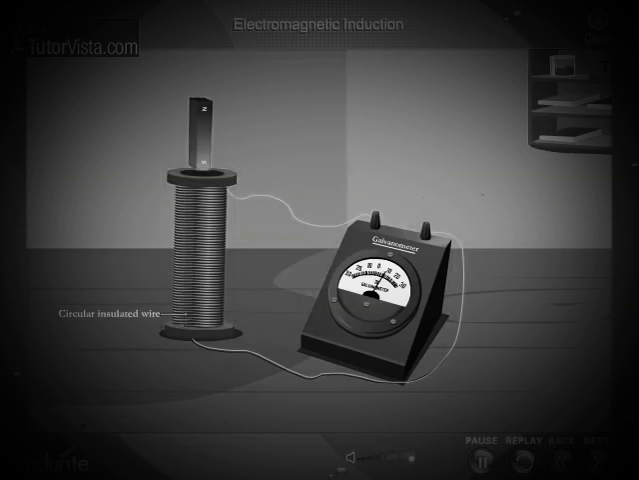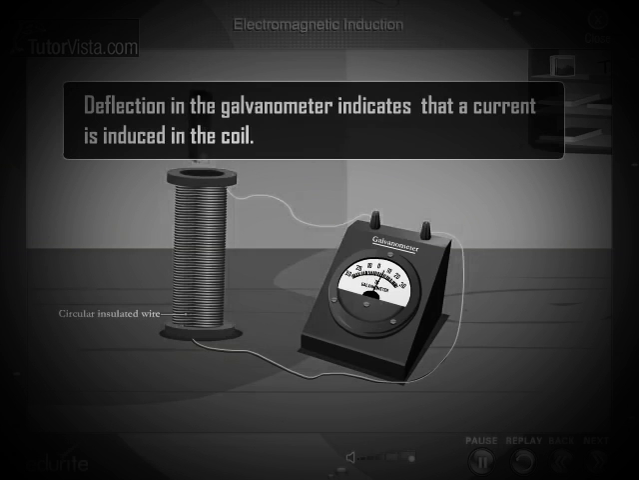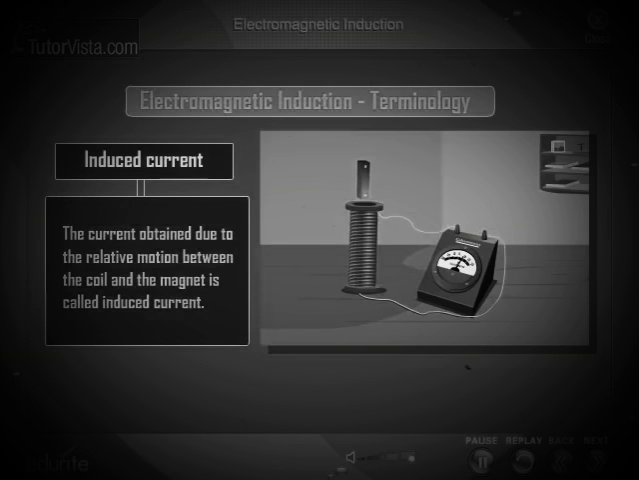current. To test this, he moved a magnet towards and away from the coil of wire connected to a galvanometer. He observed that there was a deflection in the galvanometer, indicating that a current is induced in it. The current obtained due to the relative motion between the coil and the magnet is called induced current.